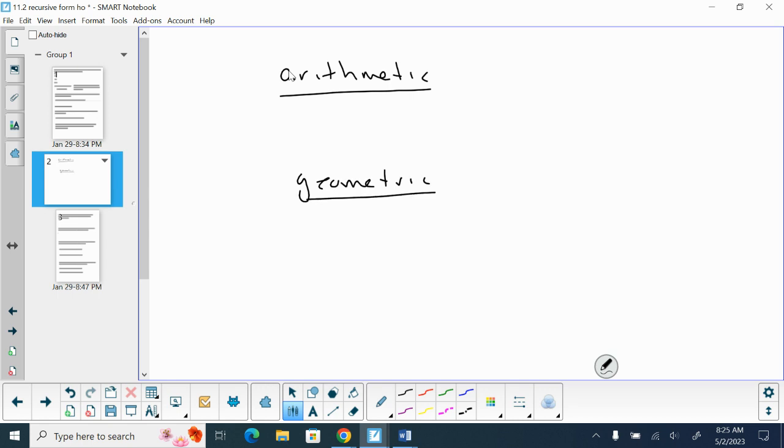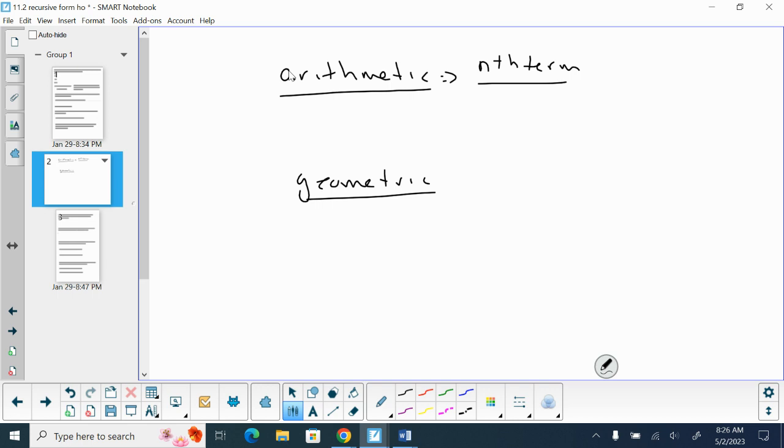Okay, yesterday we talked about sequences. We have two different types of sequences right now: arithmetic and geometric sequences. We developed a general formula to calculate the nth term.